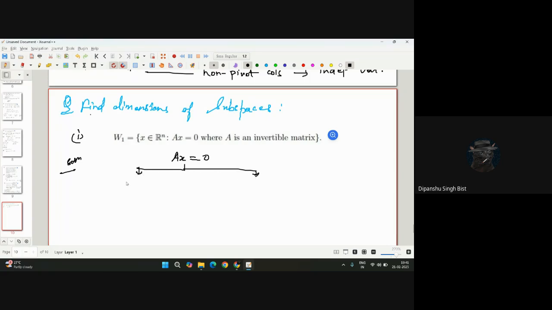Either there is a unique solution that we call our trivial solution, which is your x equal to the 0 vector, and the second one is infinitely many solutions. There are only two cases. So that's why we say the homogeneous system is always consistent.